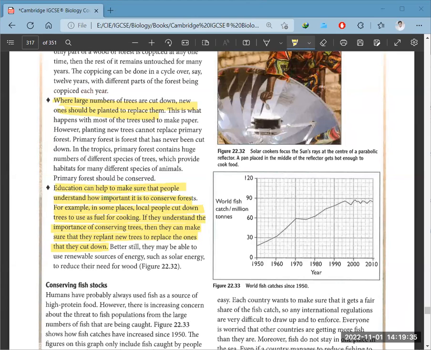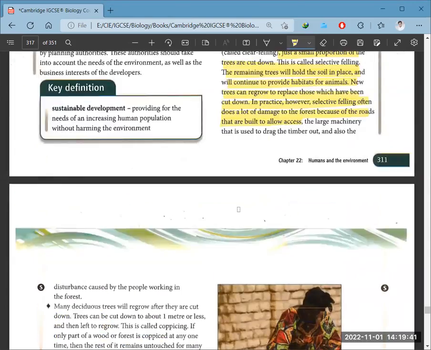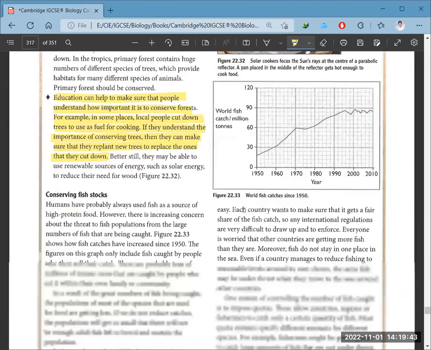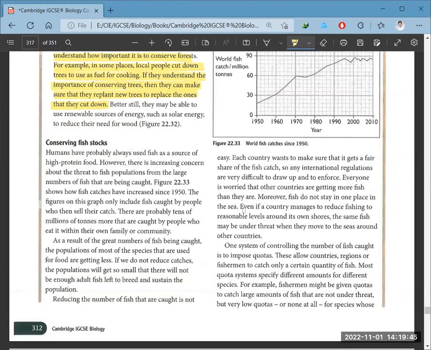Educating local people, protecting areas, replanting quotas. Now, they haven't mentioned quotas here, have they? They haven't, but a quota is basically giving a certain requirement that you can only cut down this much tree and then you cannot cut more trees. Now, fish stocks.